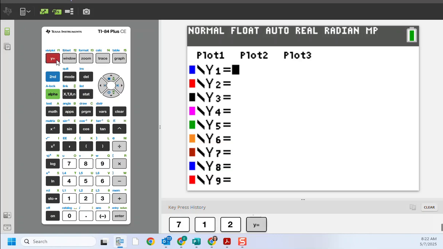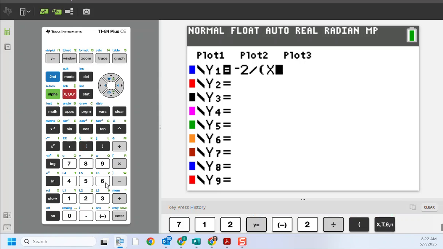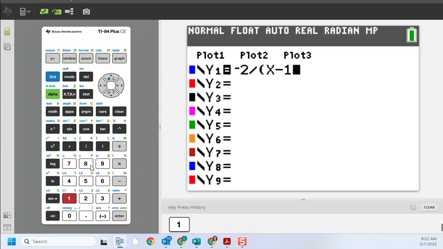Go to your y equals, and we're going to put in -2 divided by parentheses x minus 1, close parentheses, plus 4, and then graph it. And you should see 2 branches, but of course they're going to be transformed a little bit.